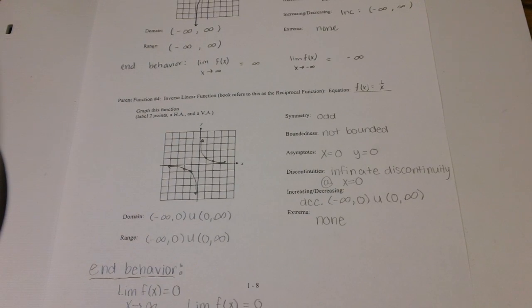no extrema. The domain of the function goes from negative infinity to 0, where 0 is not included, and from 0 to infinity, where 0 is also not included. The range goes from negative infinity to 0, where 0 is not included, and 0 to infinity, where 0 is not included. For the end behavior, the limit of the function is 0 as x approaches infinity, and the limit of the function is 0 as x approaches negative infinity.